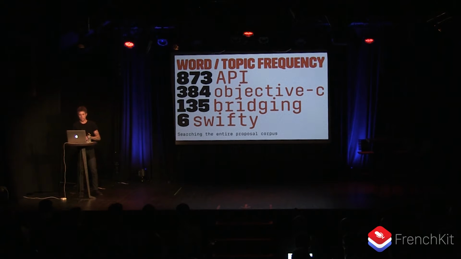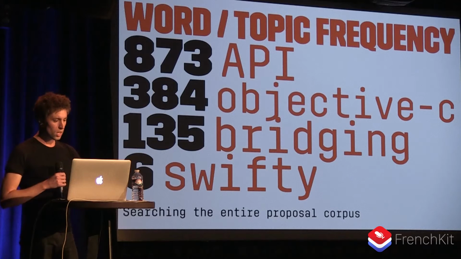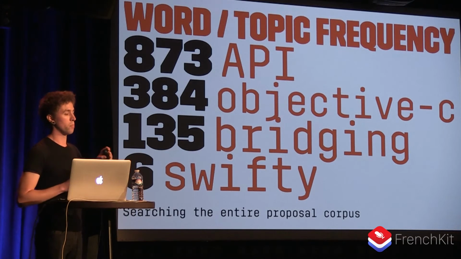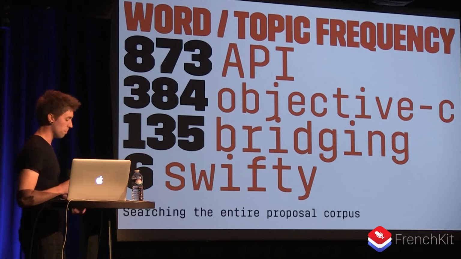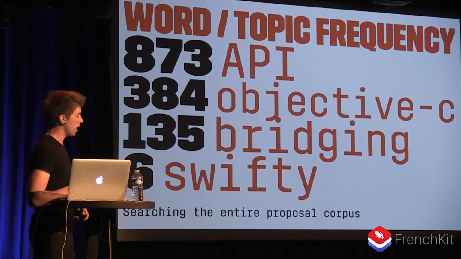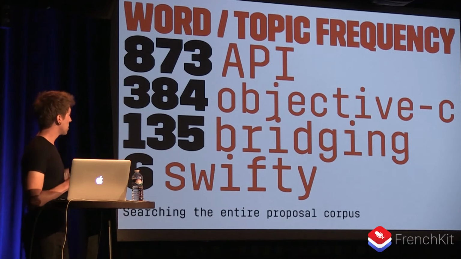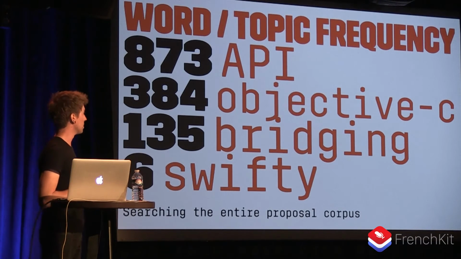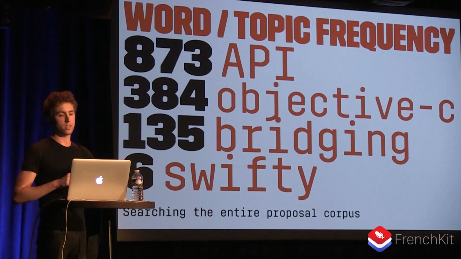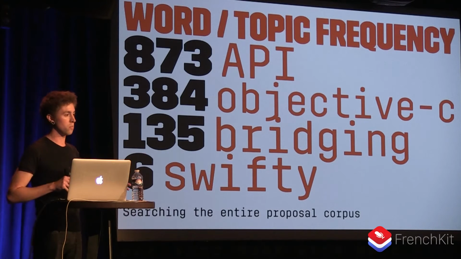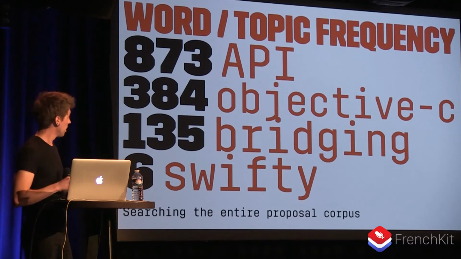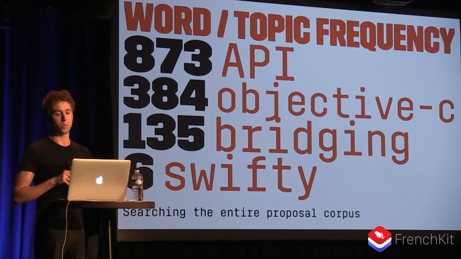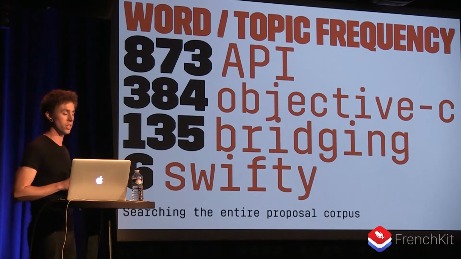Next, we can look at word or topic frequency. If you've been keeping up with the proposals, we're making tons of API changes, so it shouldn't be too surprising that we mention APIs a lot. We're mentioning Objective-C and bridging quite a lot in all of these proposals. That's a very common theme, and we'll talk about that a little bit more. But since we have the raw file contents of all of these proposals available, we can do all kinds of searches. I think what will be most interesting is seeing in Swift 4.0 and 5.0 if we're still talking about Objective-C and bridging as much as we are now.